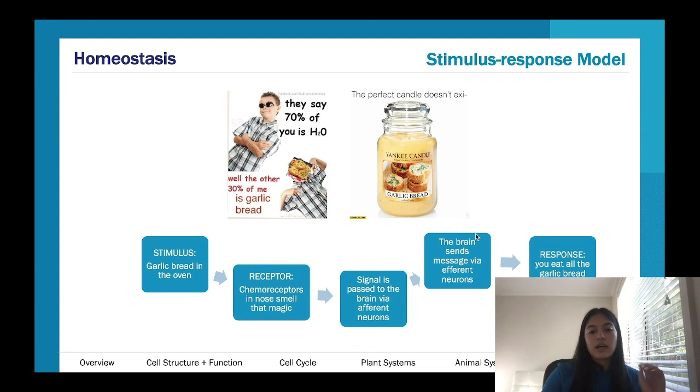So you can see here, the brain sends a message. Afferent and efferent, don't worry about it too much. It just means sending something to the brain versus from the brain. And then the response. So that's how it works. Just think of stimulus, receptor, message being translated, and then response.